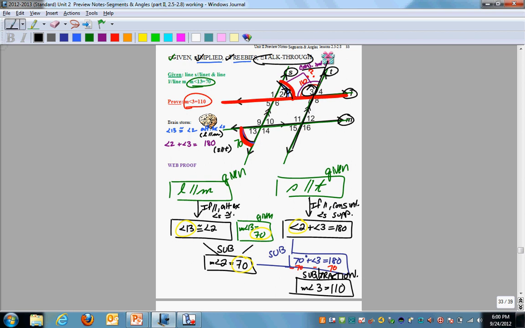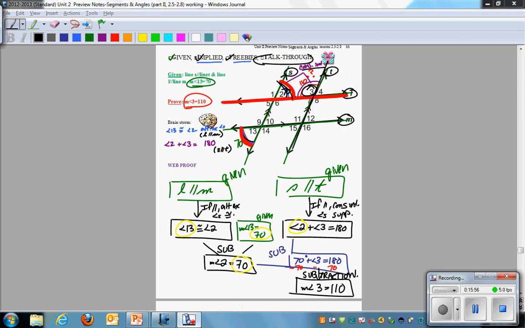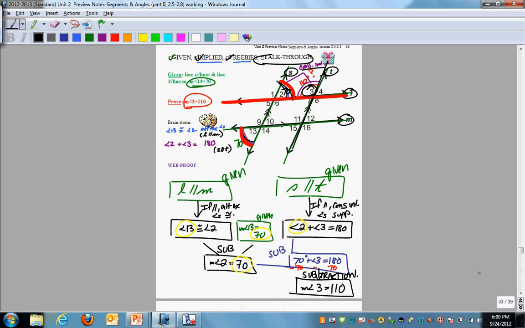I'm going to leave this up so you can finish copying this down. Again, this is your very first example. If you're feeling confused right now, this is perfectly natural, perfectly normal. Just take the time to write it down. That's called a web proof.